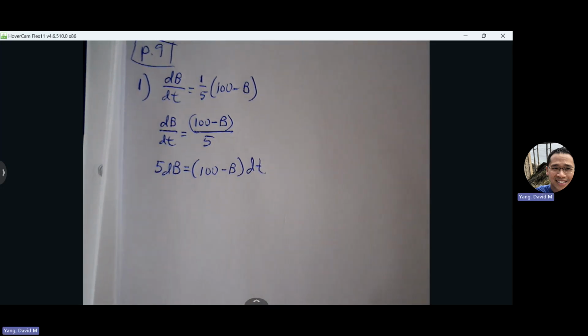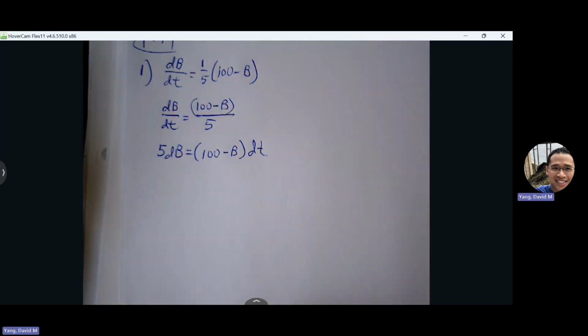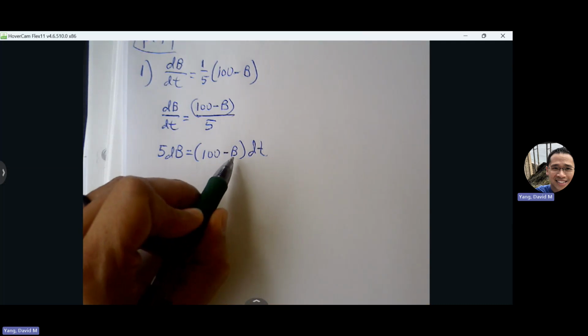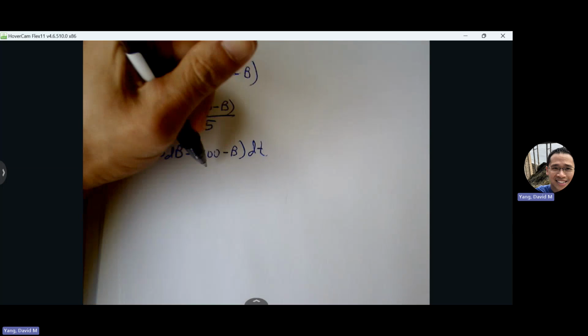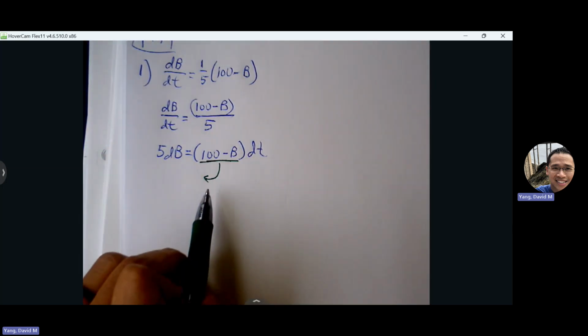So the next question is, do we have full separation of variables? We want everything related to t's on the right, everything related to b's on the left. Do we have that? No. So what's out of place? Oh yeah. That parentheses reminds us that if we want to move the b, we're going to move that 100 minus b along with it. So I want to move this over to the left side. Where's it going to end up if I move it?